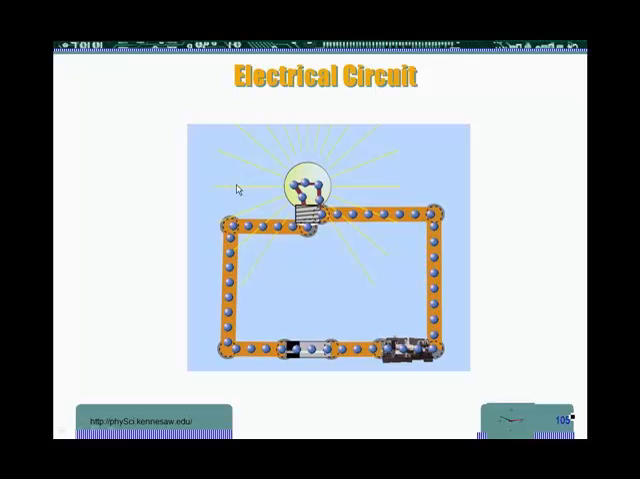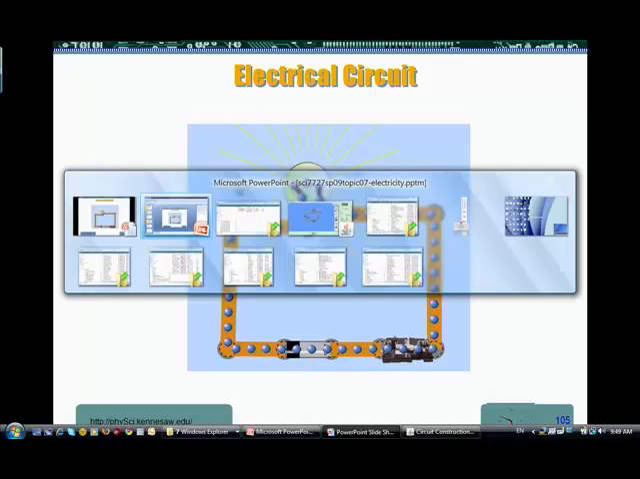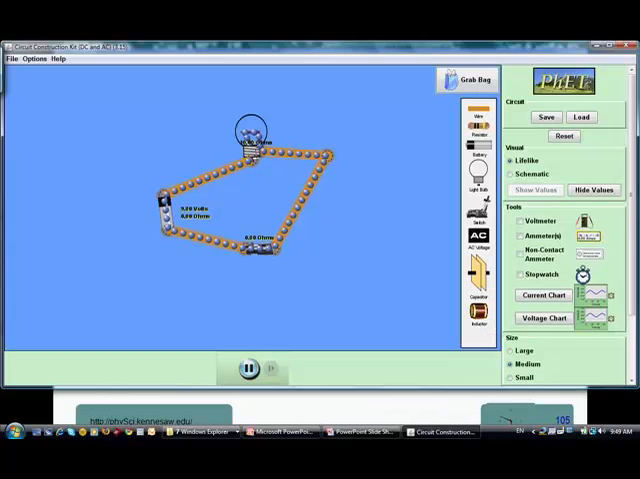In this recording, we will discuss more about electrical circuits. Here we have a circuit that's made up of a light bulb, a battery, a switch, and wires. Let's go to the simulation that represents it. Here's the simulation. Now, what I'm going to do is ask the simulation to show me this in schematic form.